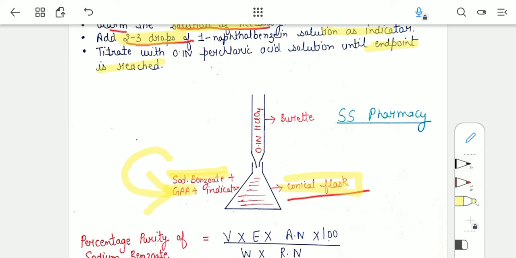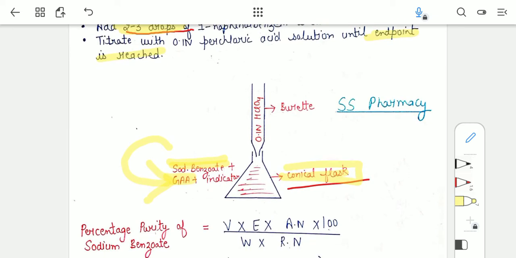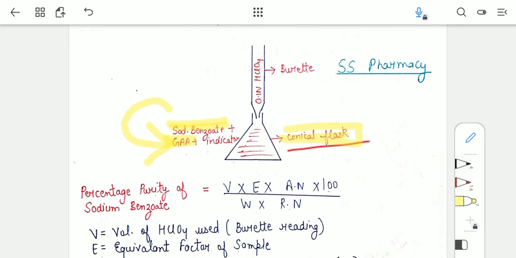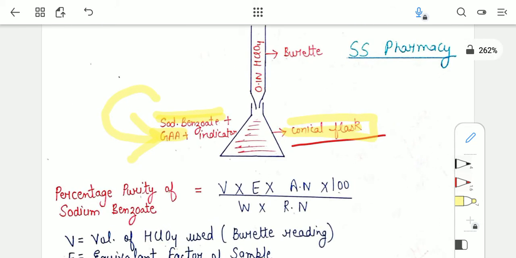Okay, so now in estimation what we are doing exactly, that we have to calculate the percentage purity of our sample. Okay, percentage purity means how much amount of sample is being present. So the formula for calculating the percentage purity is this: percentage purity of sodium benzoate is equal to V into E into An into 100 upon W into Rn.